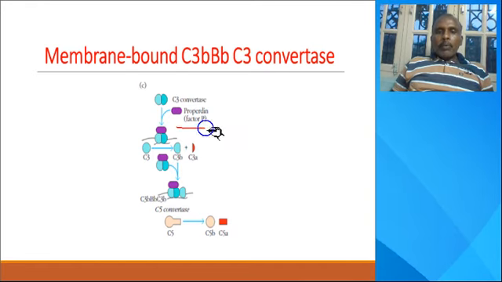So it is properdine. Properdine is a protein molecule. It stabilizes the C3 convertase. Then C3 is cleaved by the C3 convertase into C3b and C3a. So C3a diffuses away from the plasma.